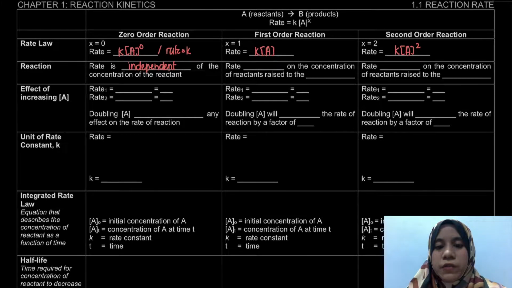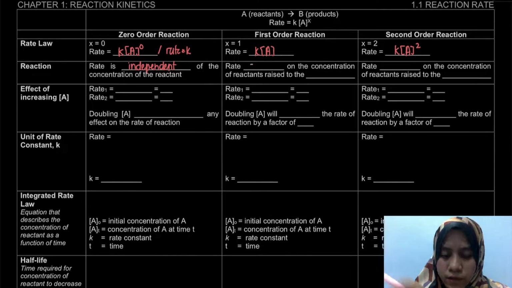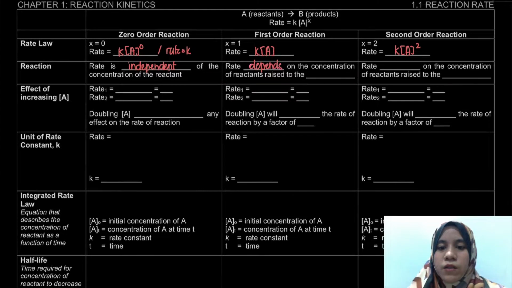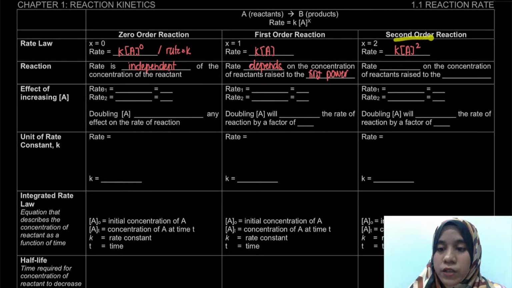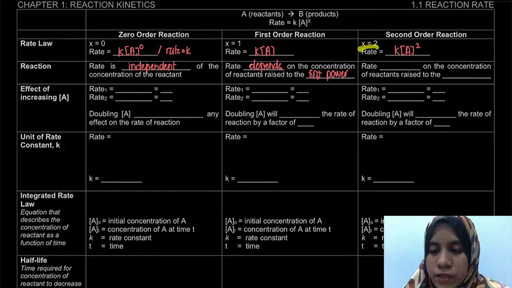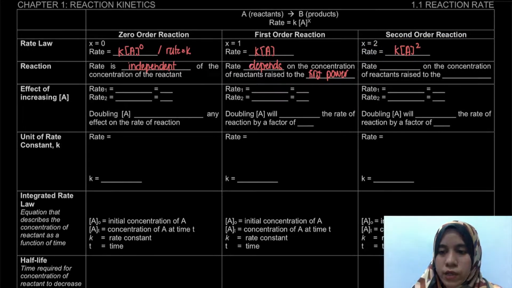Okay, how about if first order? Because from here, for the first order, we can see that rate is equal to k[A]. So we do have our concentration here. So the rate depends on the concentration of reactant raised to the first power, because it's to the power of 1. So how about if it is a second order? So again, the rate does depend on the concentration. So we're going to write down rate depends on the concentration raised to the second power.